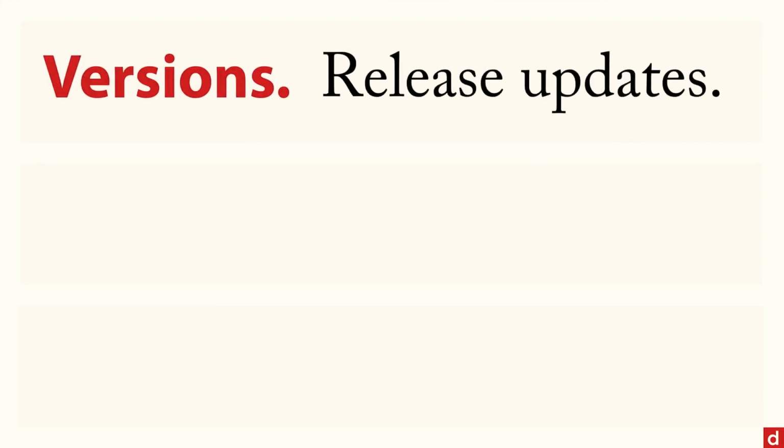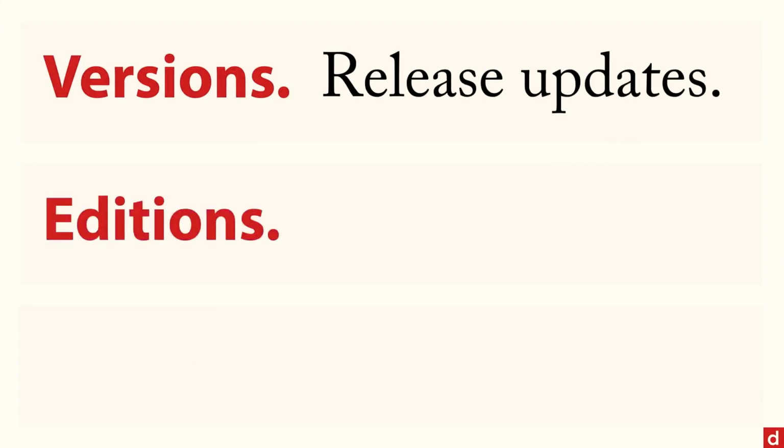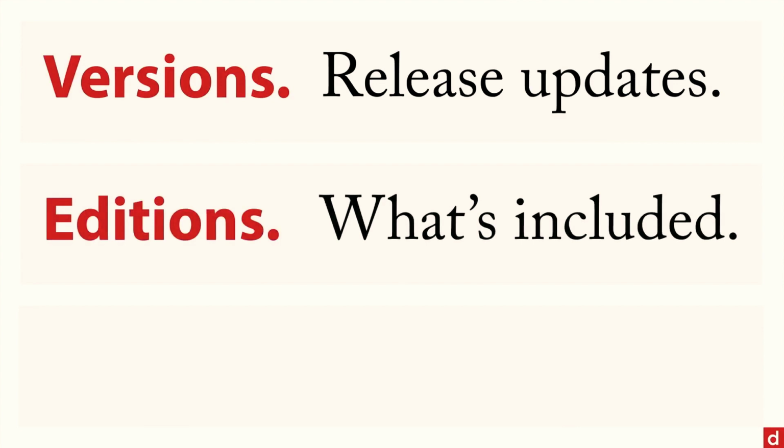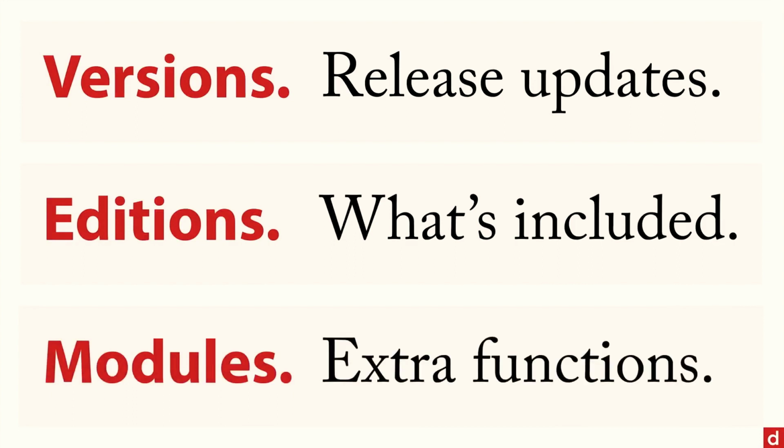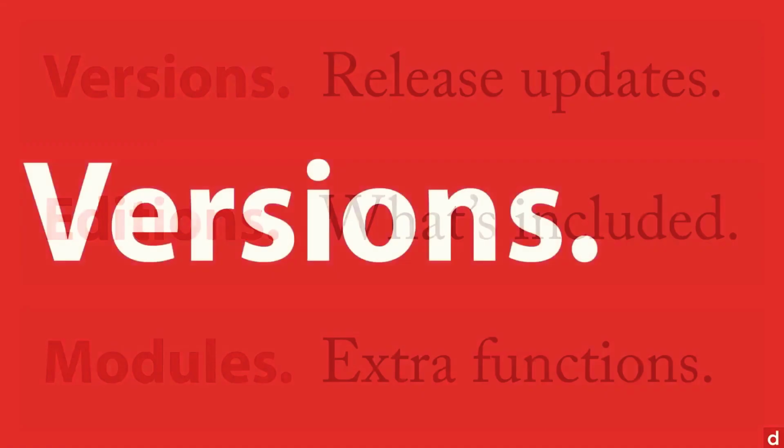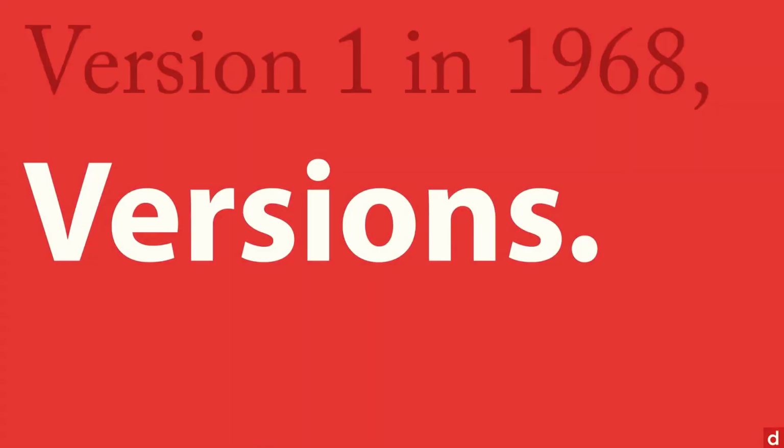So the things we're going to talk about are versions. Those are the release updates, version 1, version 2. Editions, those vary according to what's included in a particular purchase. And modules are extra functions that you can get to add on to the abilities of SPSS. We'll start by talking about versions.